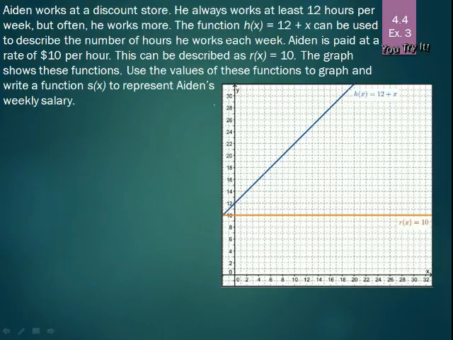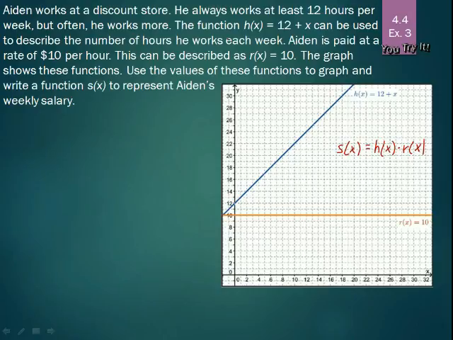Okay, so we know that h(x) is the number of hours Aiden is working, and r(x) is the rate. To get the total amount of money he's making, s(x), it makes sense to multiply the number of hours by the rate. For example, if he worked 2 hours at $10 per hour, it'd be 10 times 2, which is 20. So s(x) is equal to h(x) times r(x). Let's find points for h(x) and r(x), and then multiply those together to find our new graph.